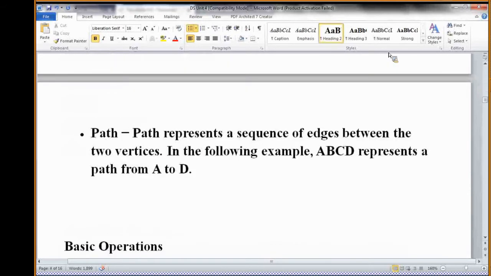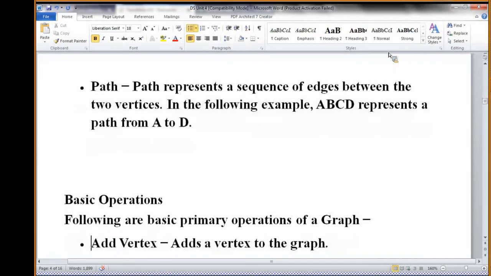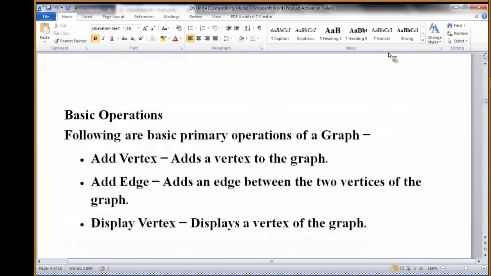So a path also represents a sequence of edges between two vertices, whatever edges are connected between the initial and the final. So the path is also very important. For example, if the path is lengthy, or there are three or four ways to reach from source to destination, then you have to go for a shortest path algorithm. By implementing the shortest path algorithm, we can select which one is the best path for transferring the data from one node to another node.